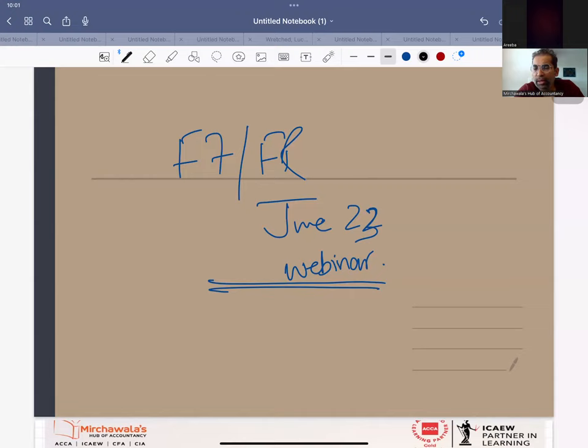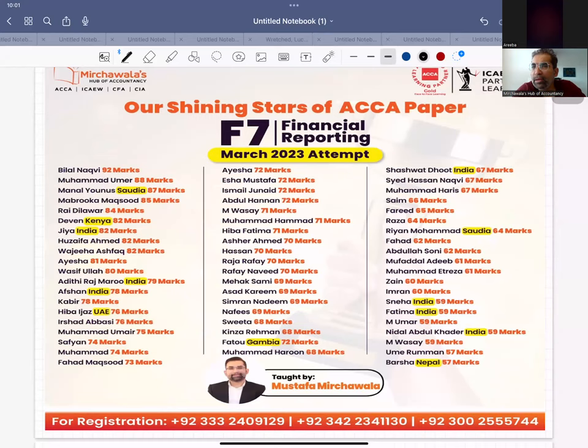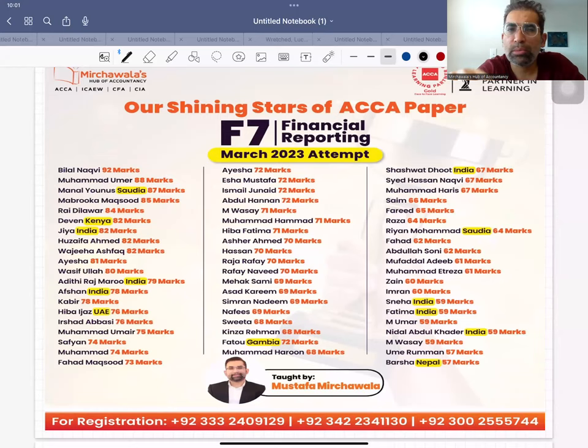Now, just for your motivation, I'm showing you the latest results of the March 2023 attempt. These were the students. They all studied the way you guys are doing. Same thing, and you can see their scores. If you want, I can show you the scores of the last four attempts. In each and every attempt, students score like this, and they include some position holders as well.